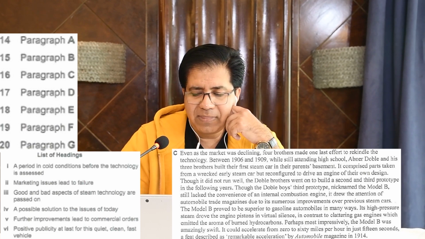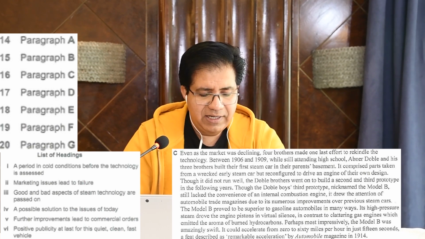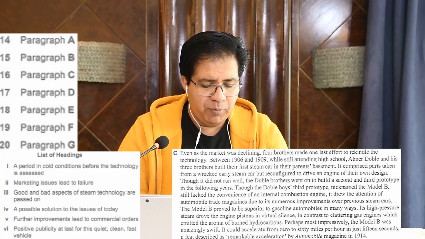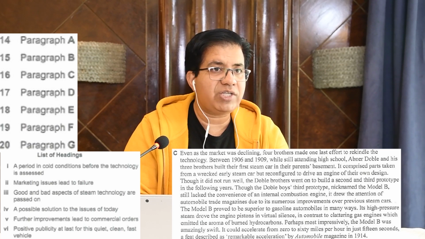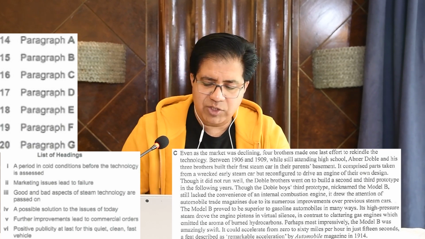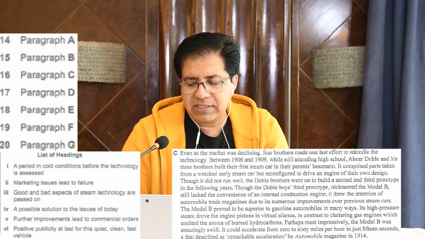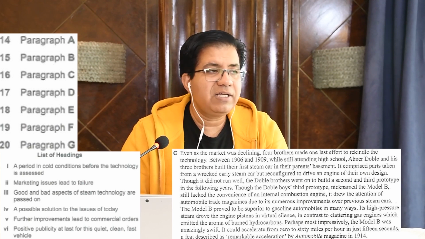So it came in the magazine, they praised the speed and all that. Heading number 6. Positive publicity. Now what is positive publicity? That is, it came in Automobile magazine. And what was the publicity? Remarkable acceleration, remarkable acceleration by Automobile magazine. So that is positive publicity at last for this quiet, clean, fast vehicle.